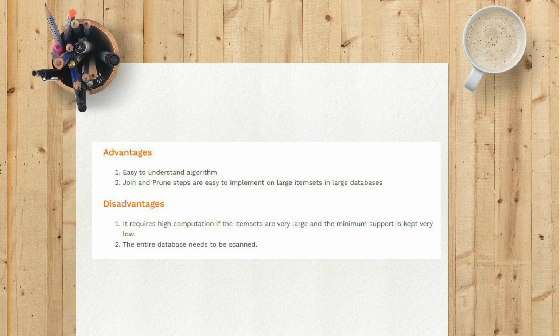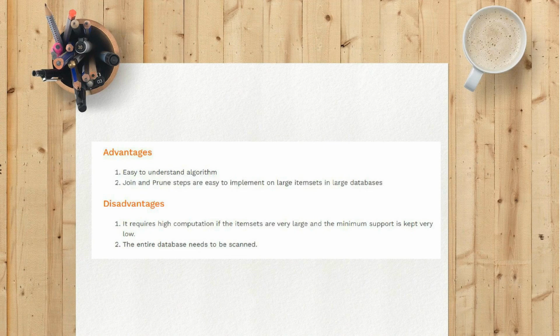Advantages. 1. Easy to understand algorithm. 2. Join and prune steps are easy to implement on large item sets in a large database. Disadvantages. 1. It requires high computation if the item sets are very large and the minimum support is kept very low. 2. The entire database needs to be scanned.